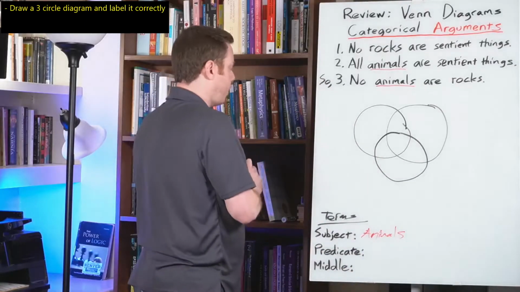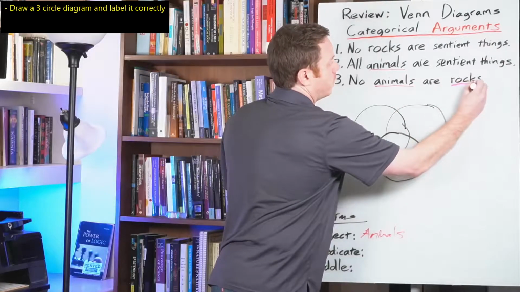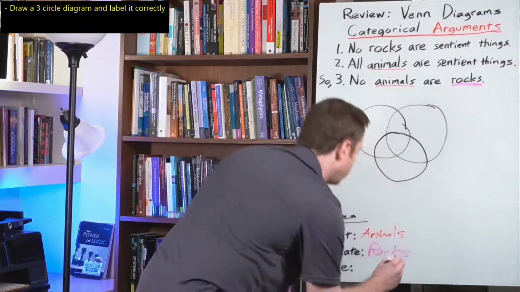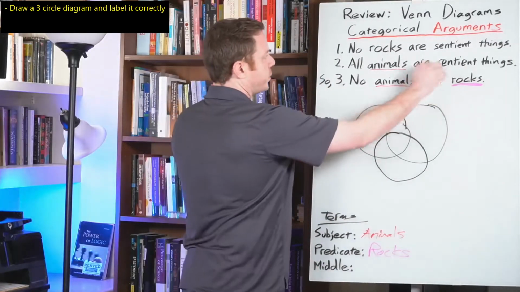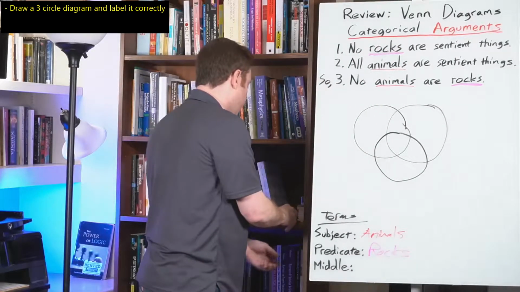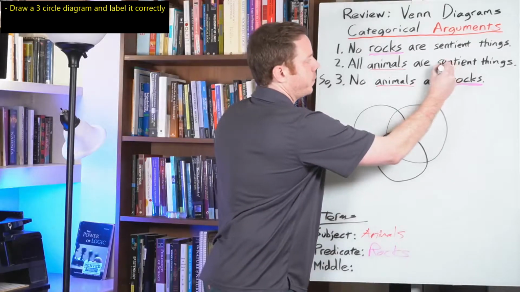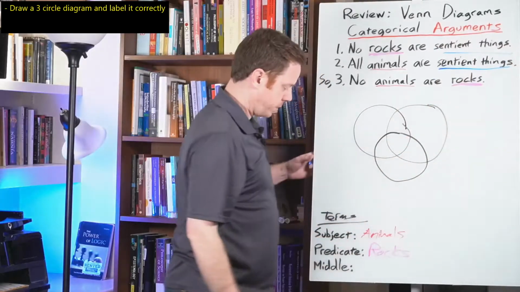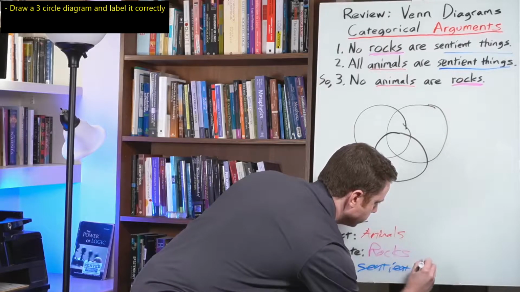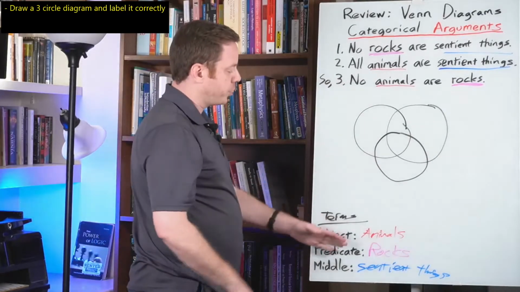Our predicate term, let's see, rocks. So we'll go ahead and put that there. And the middle term, well, rocks also occurs up there. Our middle term is the term that does not occur in the conclusion. So that's going to be sentient things. So those are our terms.